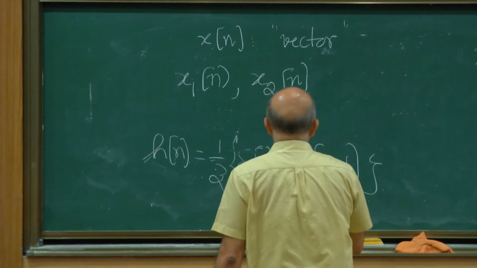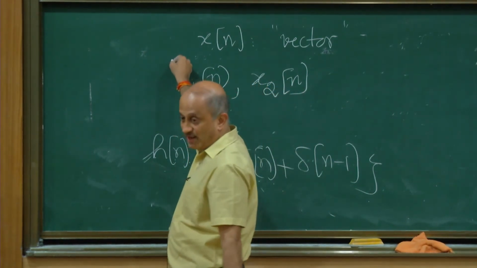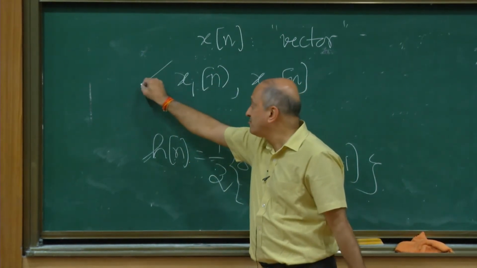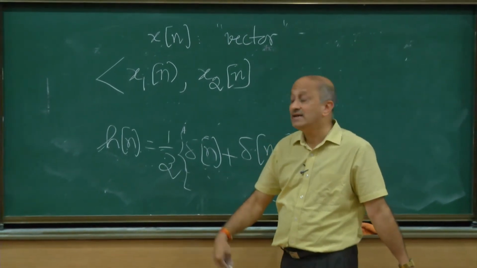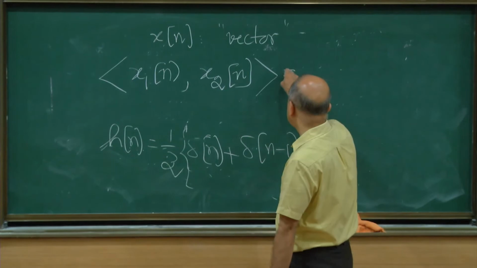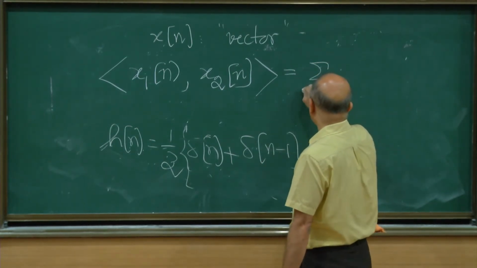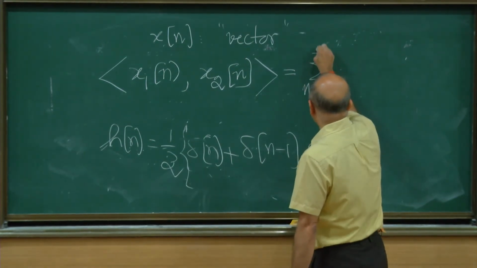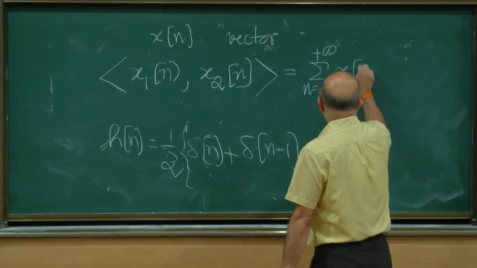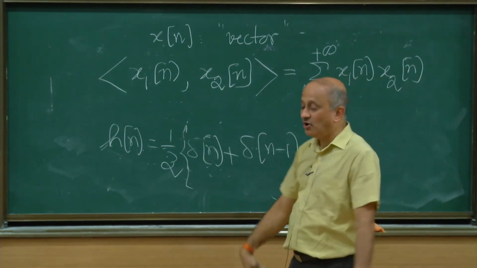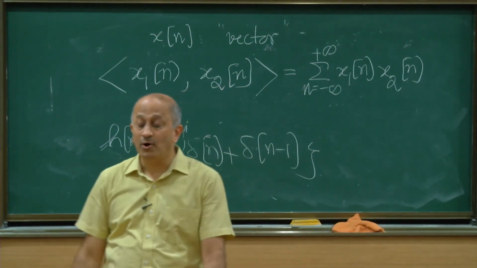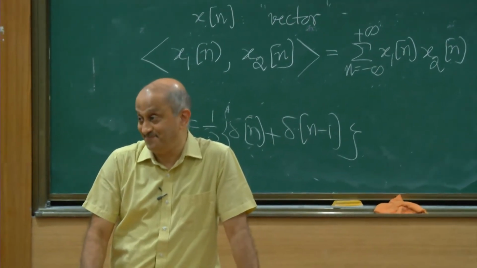So let's do that. I think you may have been exposed to the dot product. The more general term for the dot product is inner product. So the inner product is written like this. And what would it be? It would be the summation, n going from minus to plus infinity, of x1 of n times x2 of n, but then we have to be cautious. We said that we will also want to allow complex numbers here.